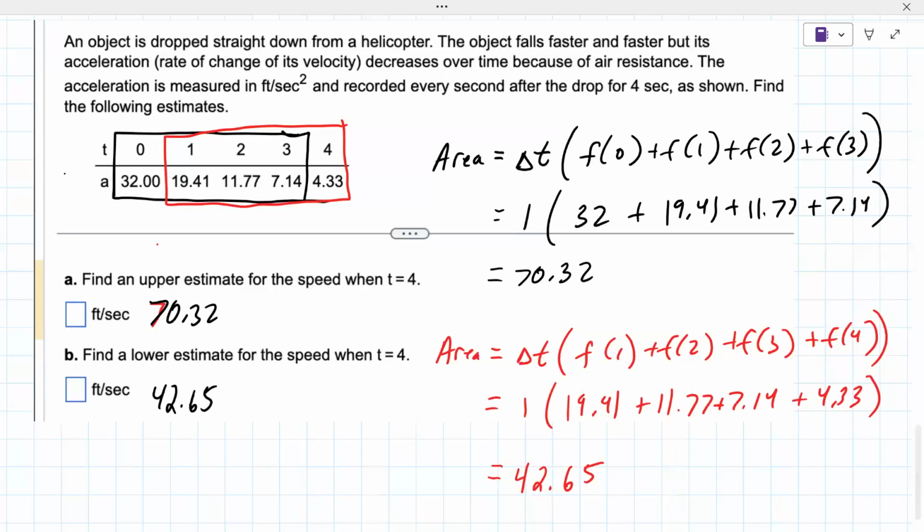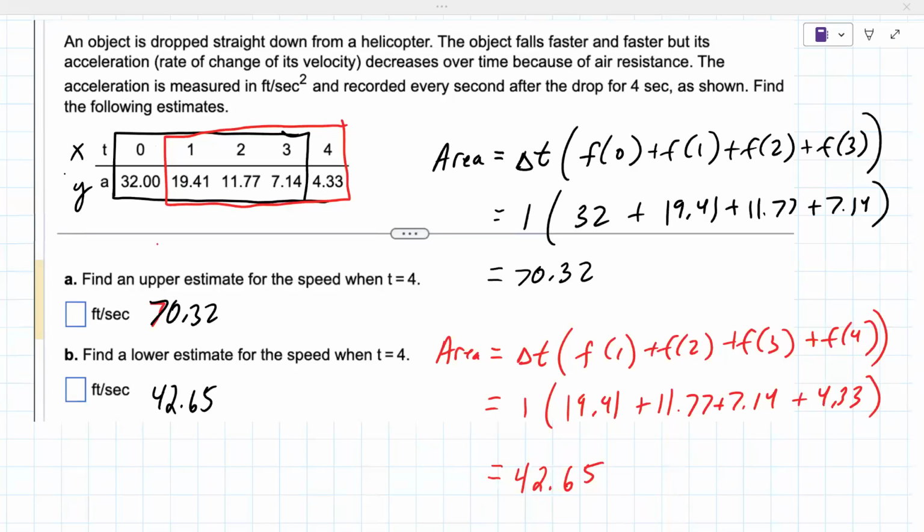Now, if you look at the numbers in the Y values here, like you can think of this as X and Y. The Y values are bigger for the first four, like they're getting smaller each time. So the upper estimate's going to use the first four values. The lower would use the last four because 32 is bigger than 4.33. And that is relevant for part C. And there's not really a shortcut to this, this is the only way to do it.